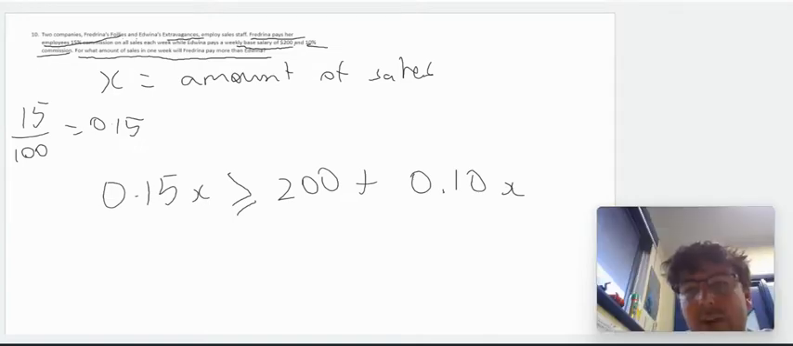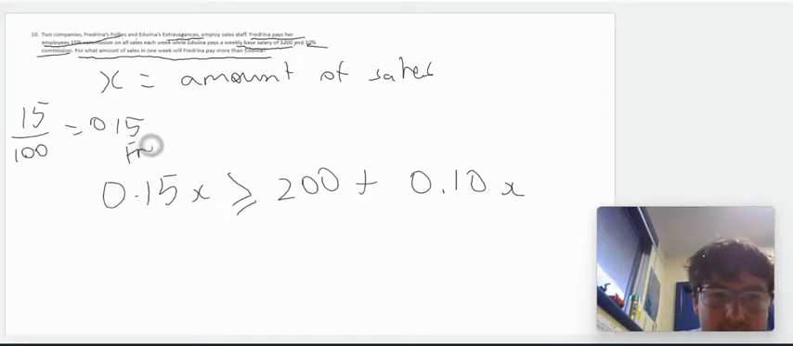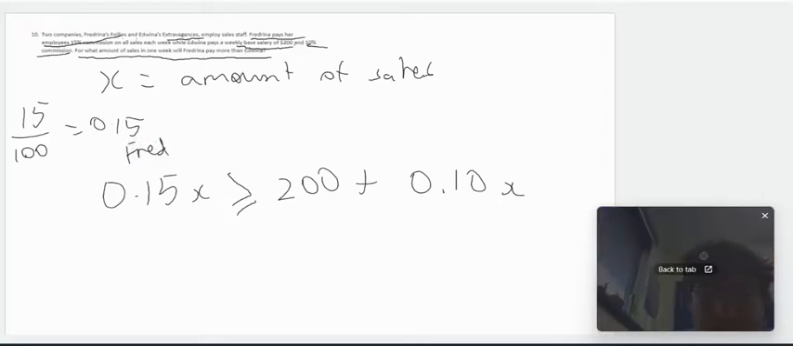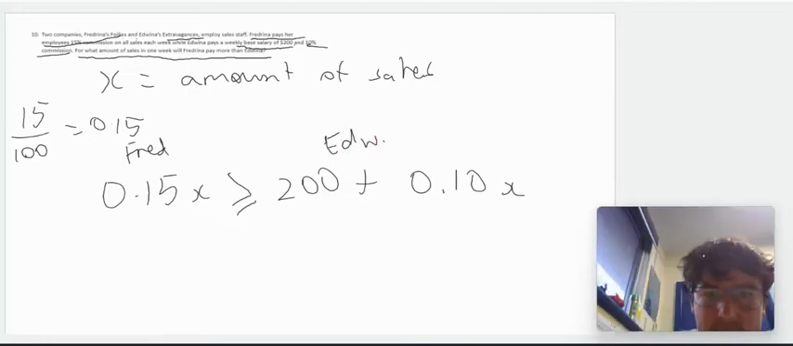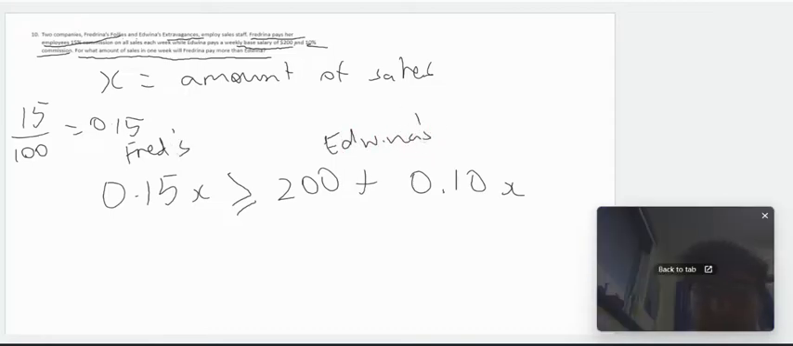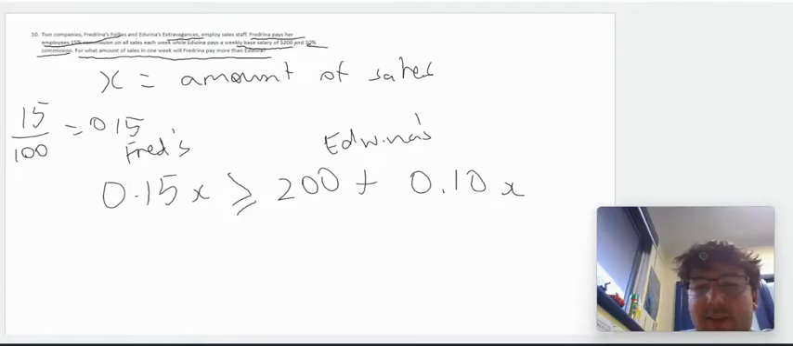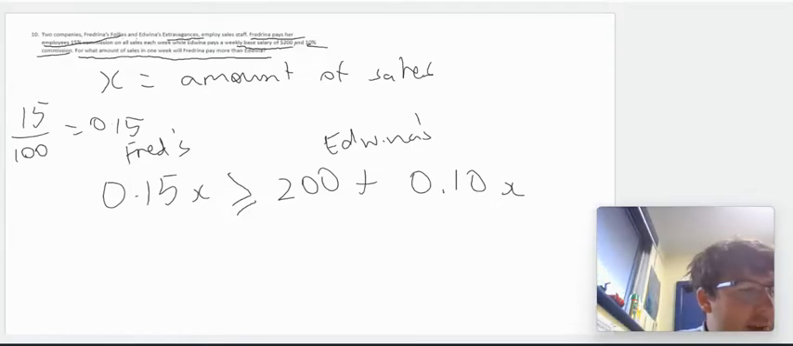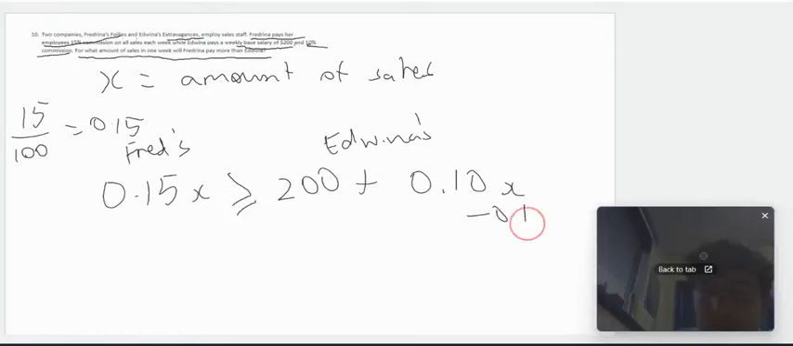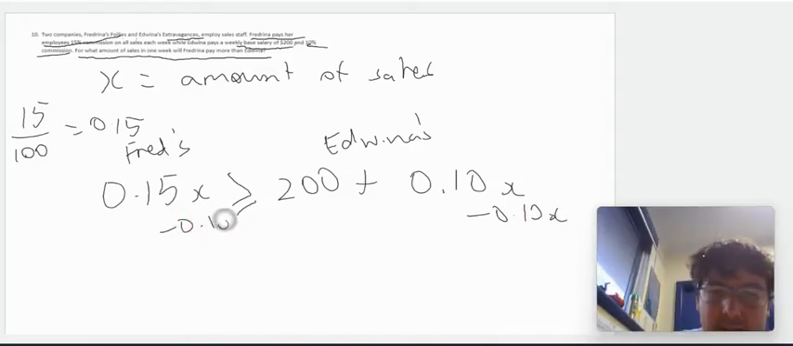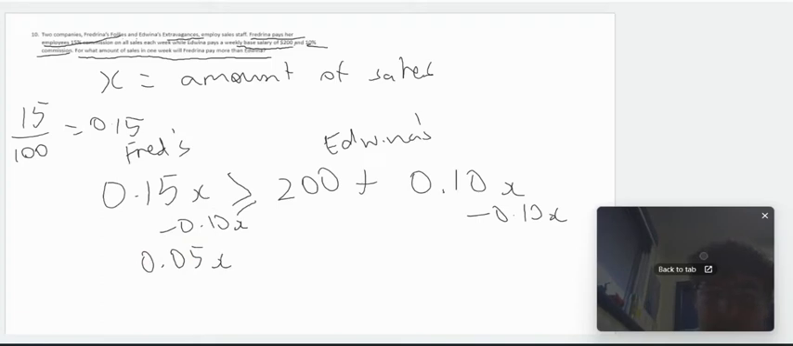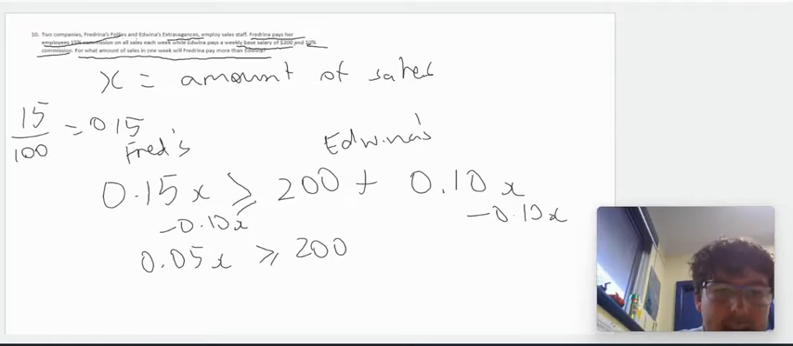So now it's a matter of solving this inequality. Remember, this side is representing Fredrina's Follies, and this side is representing Edwina's. We're trying to work out when this is greater than this. So now we rearrange it. We take the 0.10x from both sides. So 0.05x is greater than or equal to 200. Then we divide both sides by 0.05.